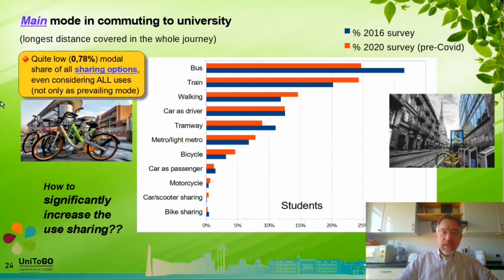Well, let's now move to the second project, which is dealing with something different, but still related, of course, to mobility in universities. So here the question is: is sharing mobility used by the university community at the moment? Could it be used more by more people? At the moment, sharing mobility is not a very widely used option. Surveys in the recent past showed that we are not going above the 1% modal share.